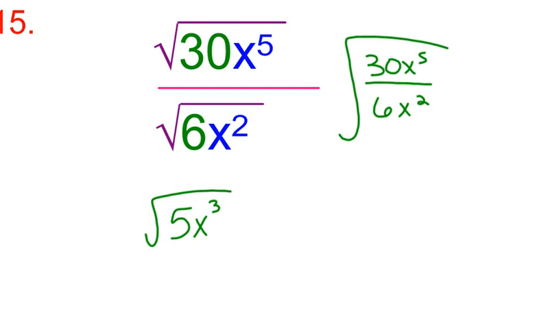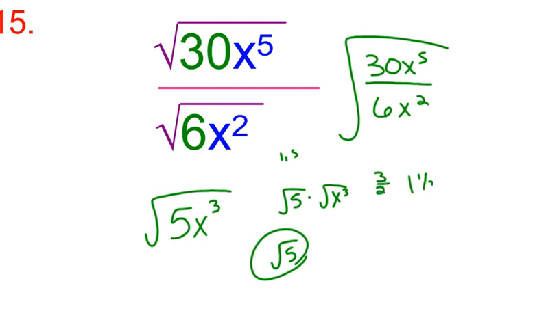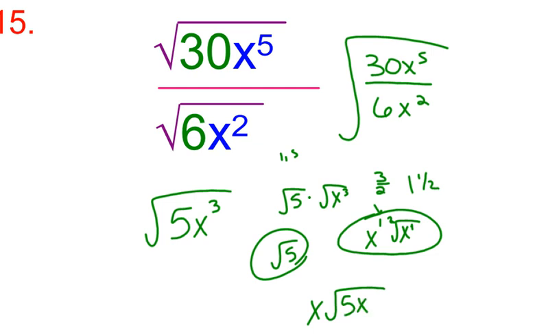When I try to separate these, I'd say I have the square root of 5 times the square root of x cubed. Square root of 5, the only factors are 1 and 5, so that's not going to break down. So I'm going to leave that alone. Square root of x cubed, I think, is going to break down. I'd have 3 halves, which is 1 and a half. So I'd have x to the 1st, and then the square root of x to the 1st. So here's where my 1 and 1 half comes from. So my answer, this would be simplest form. I write my numbers or variables outside the radical first, so I'd have this x. And then I'd have the square root of 5x.